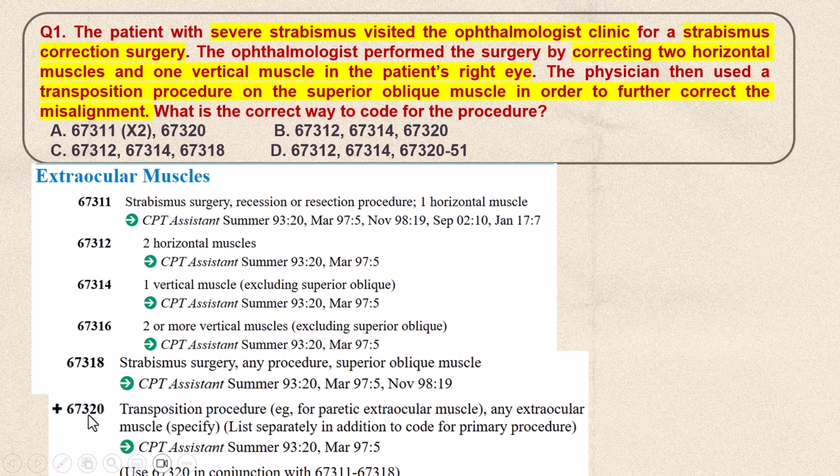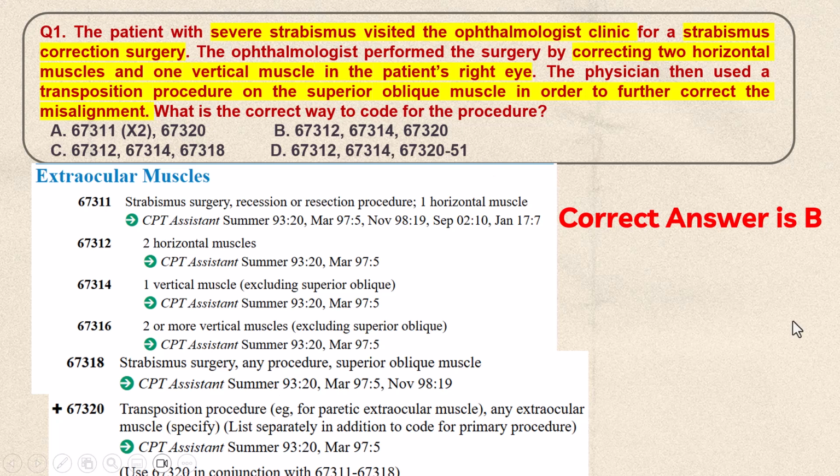The other one is the transposition procedure on the superior oblique muscle. So you can see 67320 is the transposition procedure for the extraocular muscle. So this code should be there. Also the additional note says use 67320 in conjunction with 67311 to 67318. So with any of these codes you can use this additional code. So this transposition procedure also should be coded. So the correct answer will be answer B, that is 67312 for 2 horizontal muscles, 67314 for 1 vertical muscle, and 67320 for the transposition procedure for the superior oblique muscle.